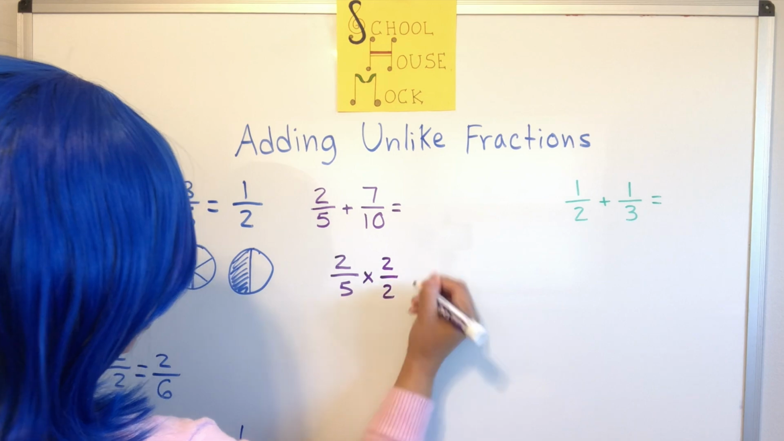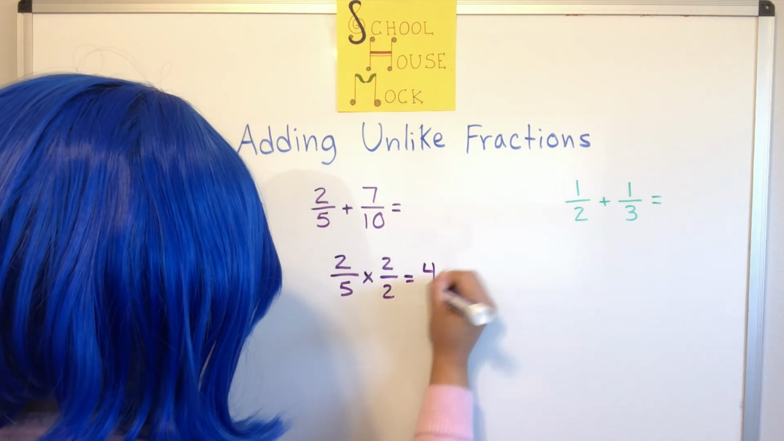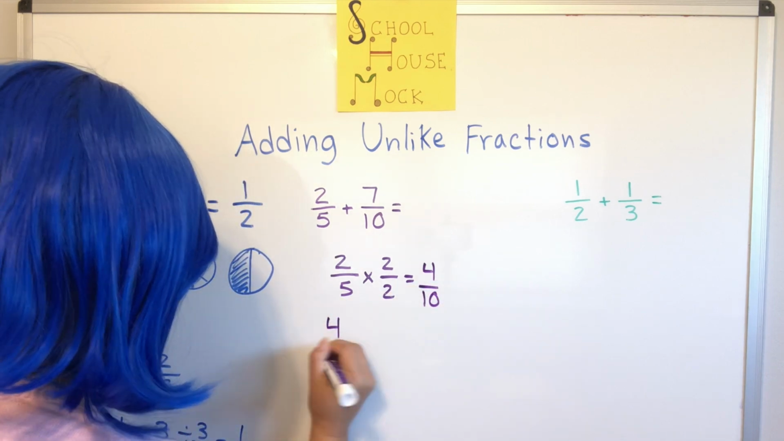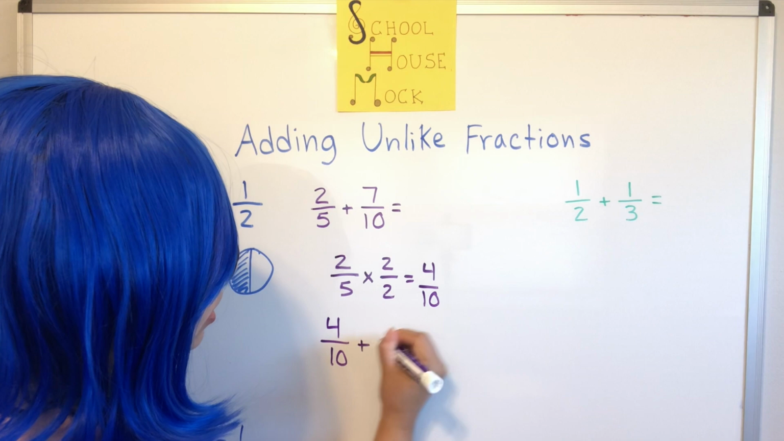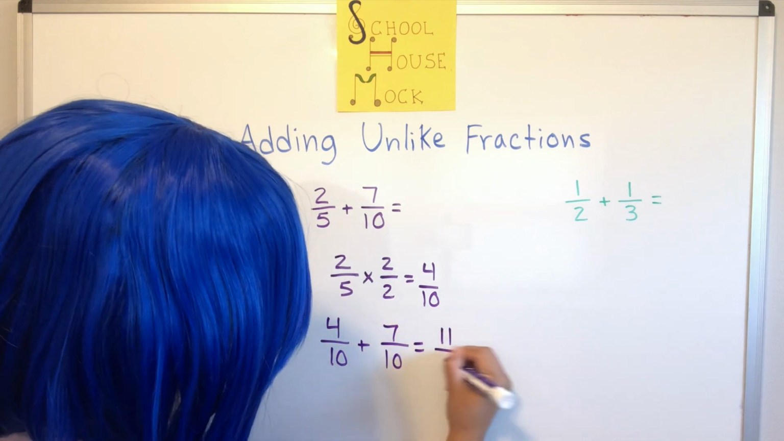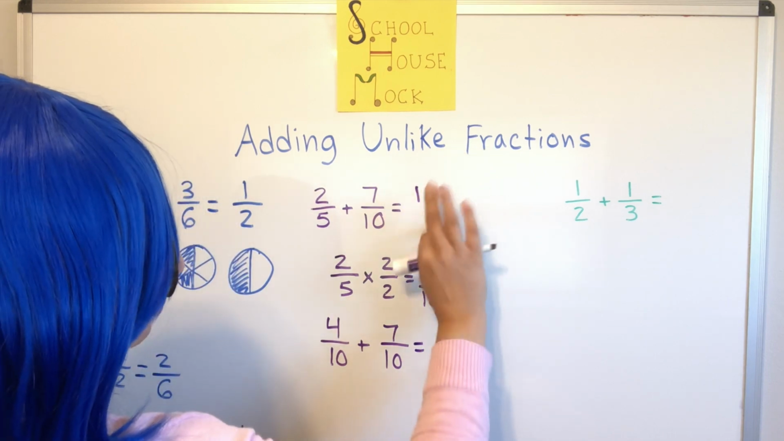Great. Okay. Well, I think now I got it. All right. That's 4 out of 10. So then I got 4/10 plus 7/10. Remembering to add, that's good. 11/10. And, oh, yep.